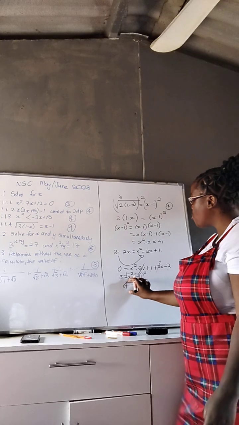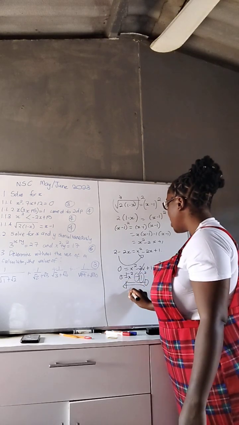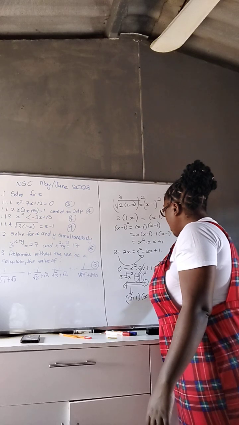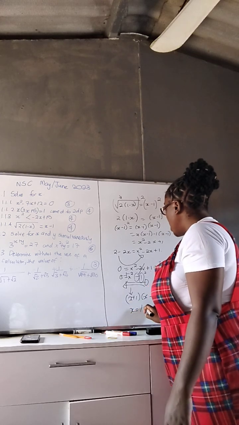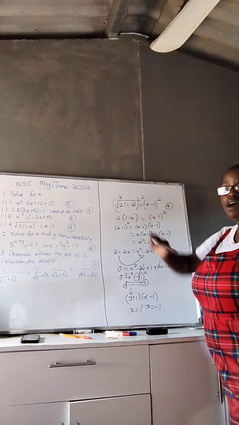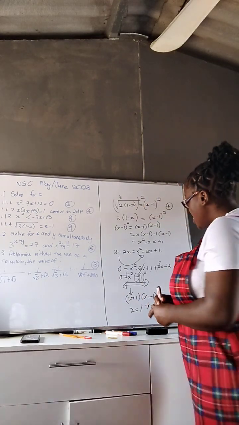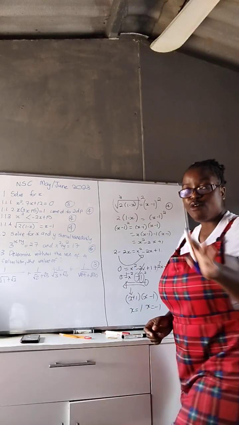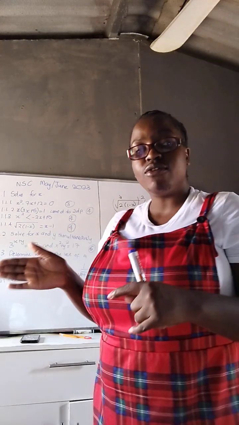So x squared minus 1 squared, so the answer will be (x plus 1)(x minus 1). So x equals 1, x equals negative 1. And then we come back to our original equation, and after doing everything, don't forget to test your answers so that you can see if they are correct or not.